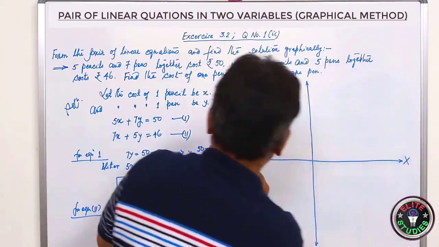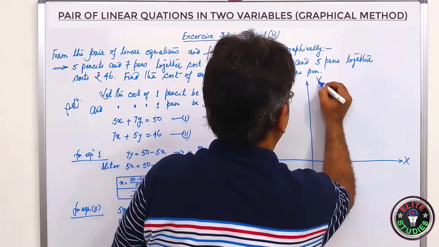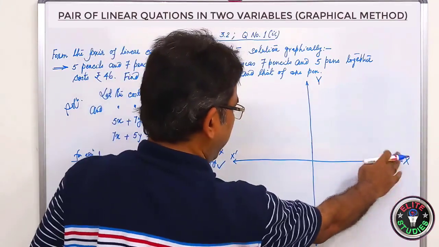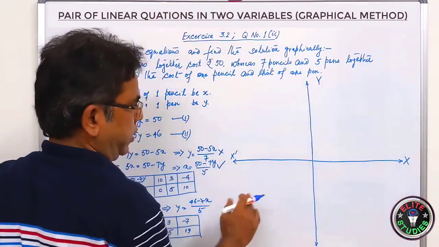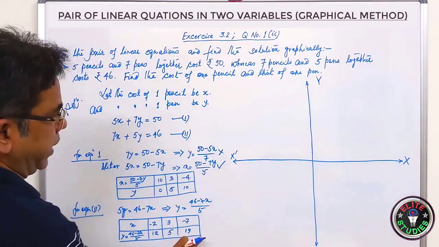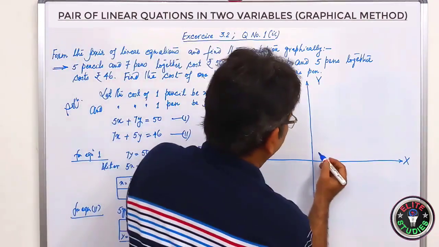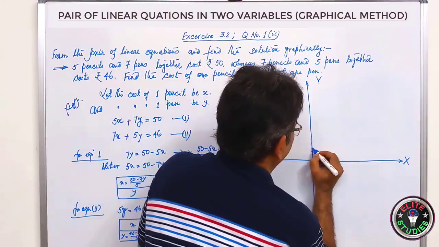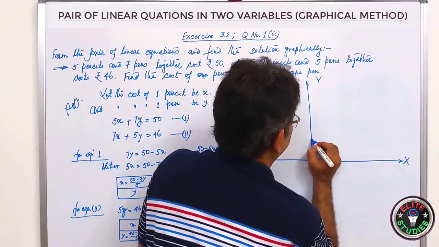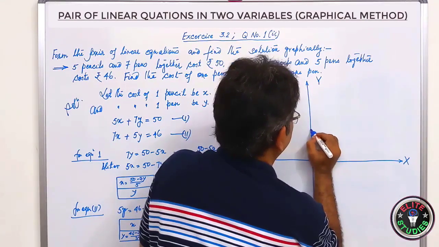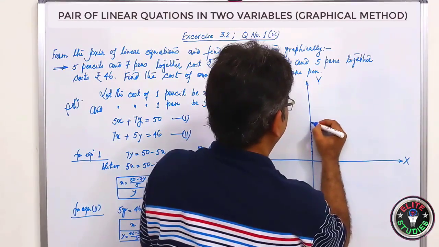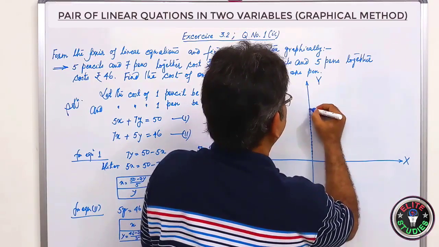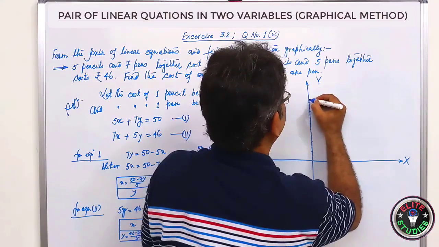This is x, this is x dash, this is y, and this is y dash. This is called the abscissa and this is called the ordinate. Now we have to go y up to 19. So you can take 1, 2, 3, 4, 5, 6, 7, 8, 9, 10, 11, 12, 13, 14, 15, 16, 17, 18, 19, 20.